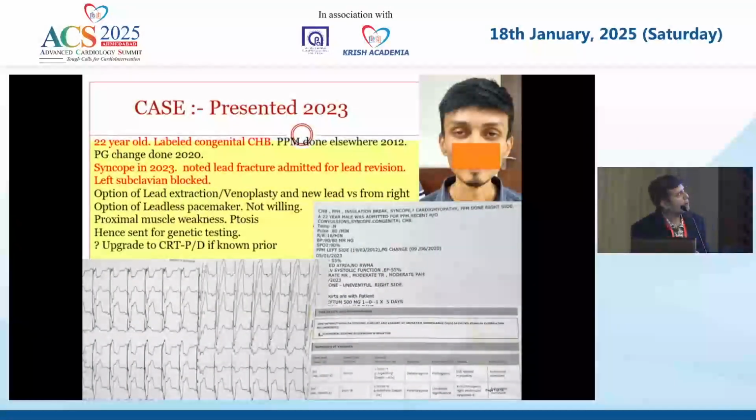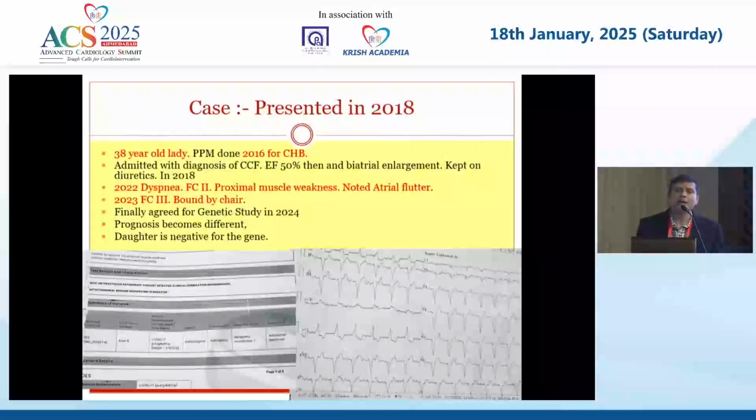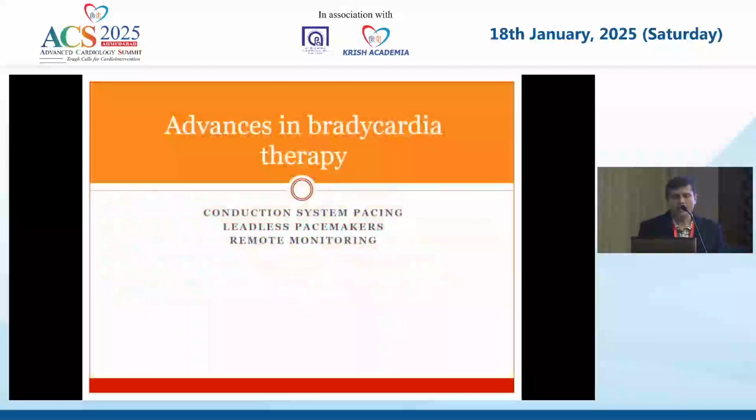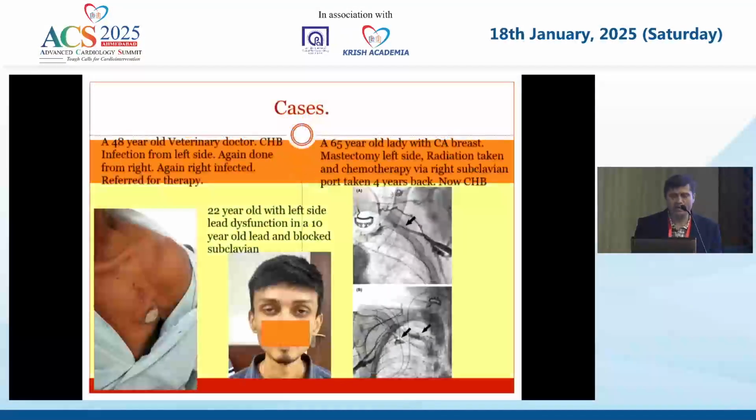Similarly, post pacemaker, the patient develops ptosis and has a Desmin mutation, very important. So these are patients who will present with atrial flutter and LV dysfunction later on, and you need to put in a CRT. Lastly, these are advances in bradycardia therapy.